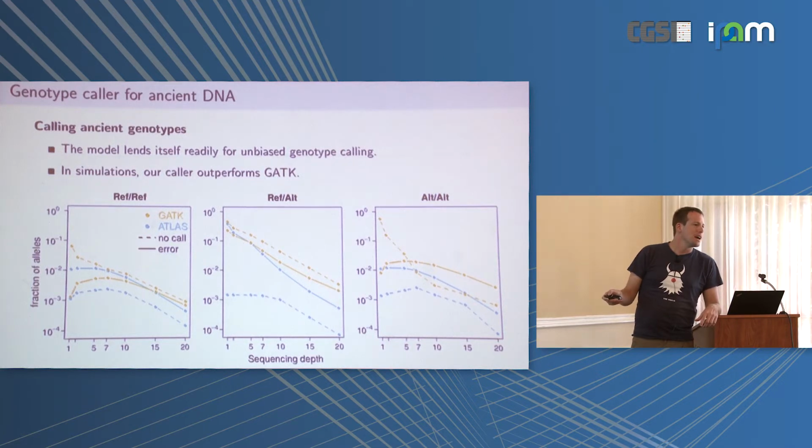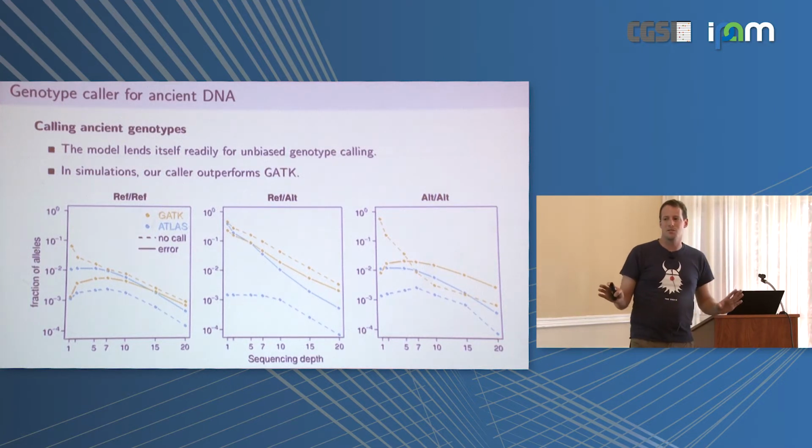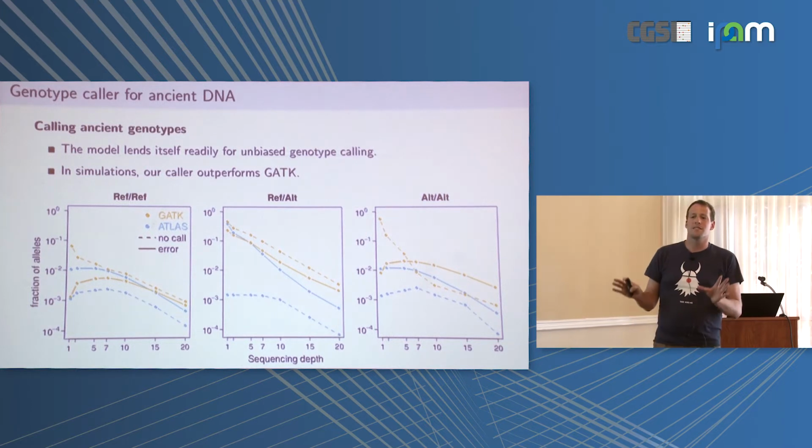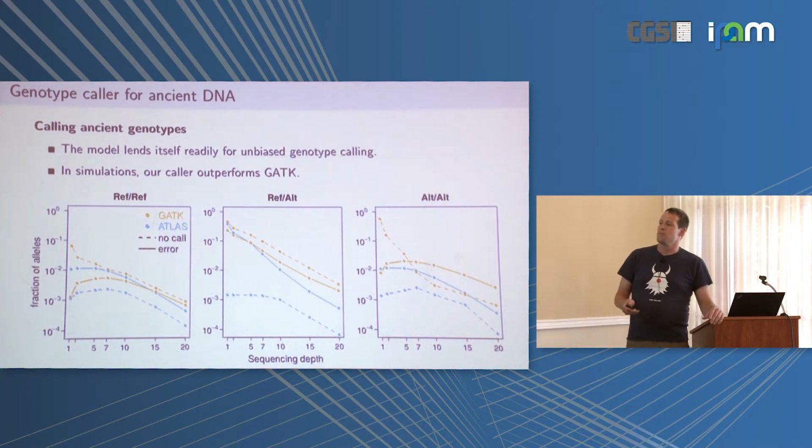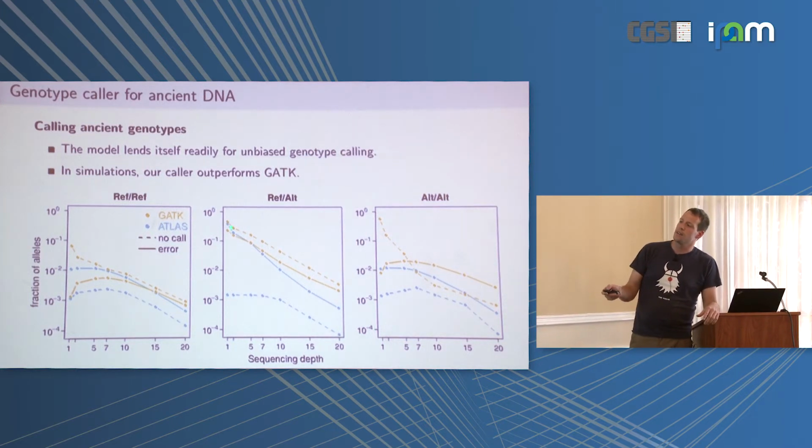Because with ATLAS we don't have any reference bias. We definitely don't want to bias towards a modern sample. So the error rate in the calling is exactly the same between these two genotypes. It's a little higher for low depths in the heterozygous case, of course, because you just call them as homozygous if you don't have sufficient data. But if you look at GATK, it has a significantly lower error rate in the reference call, but a quite a bit higher error rate in the alternative call.